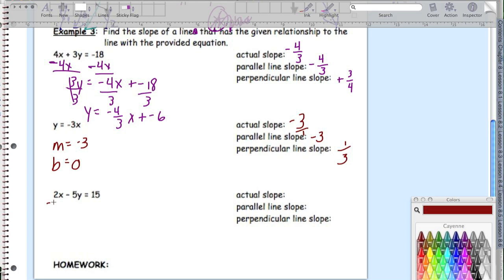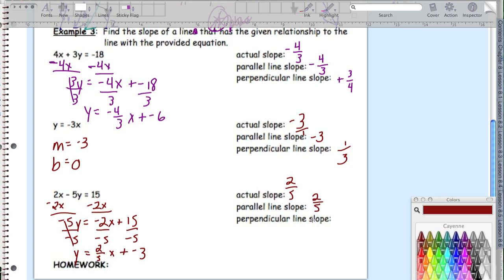All right, last one. Again, I need to do some manipulation of the equation first to get it into the correct form. -5y comes down, -2x plus 15, because they're not like terms. Divide everything by -5, and I get, because those cancel, y equals positive 2/5x plus -3. It's 2/5 because the negatives cancel. All right, my slope is 2/5, my actual slope. My parallel line slope is also 2/5, and my perpendicular line slope will be -5/2.